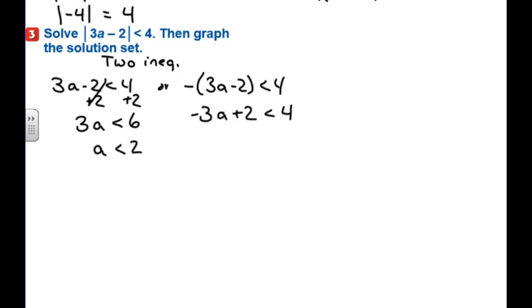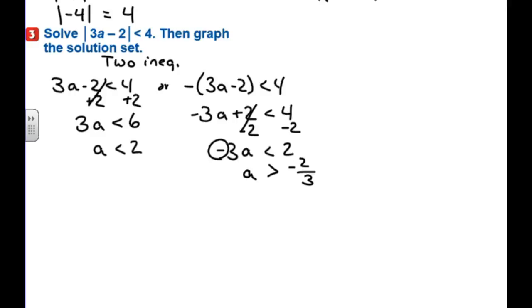Then I need to subtract 2 from both sides of the equation, or inequality. These cancel out, and I have negative 3a is less than 2. My last step is to divide by negative 3. When I divide by negative 3, because I'm dividing by a negative, I have to switch the sign and say that a is greater than negative 2/3.